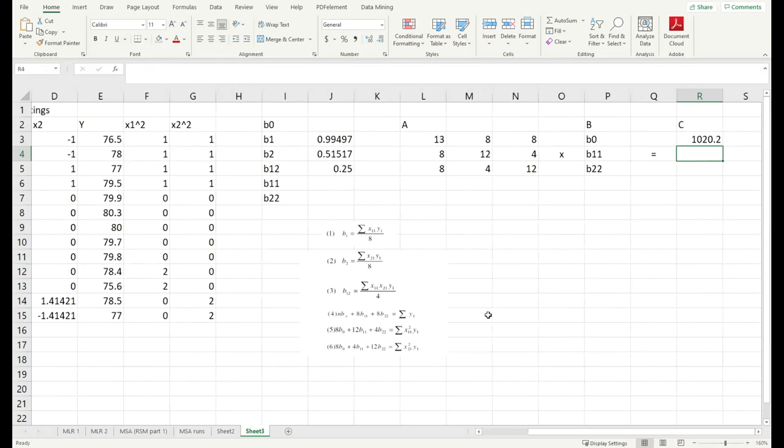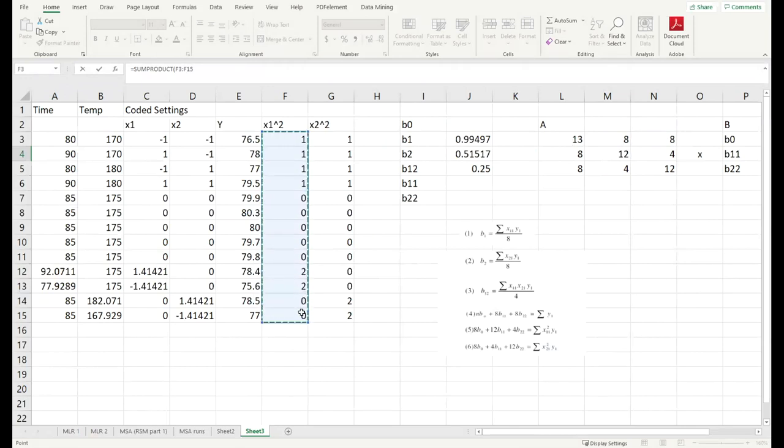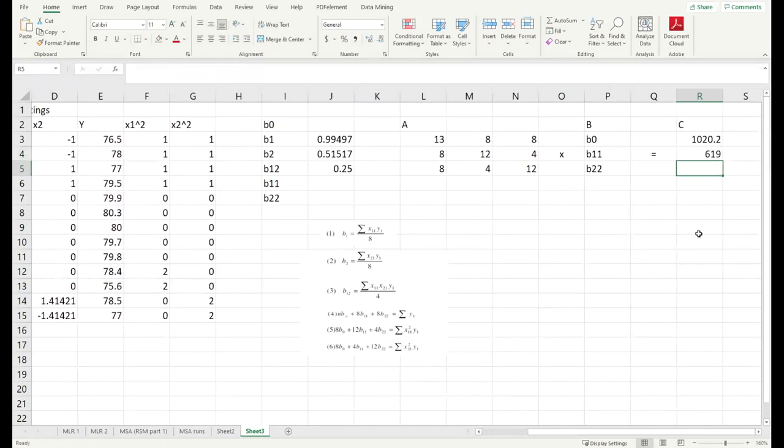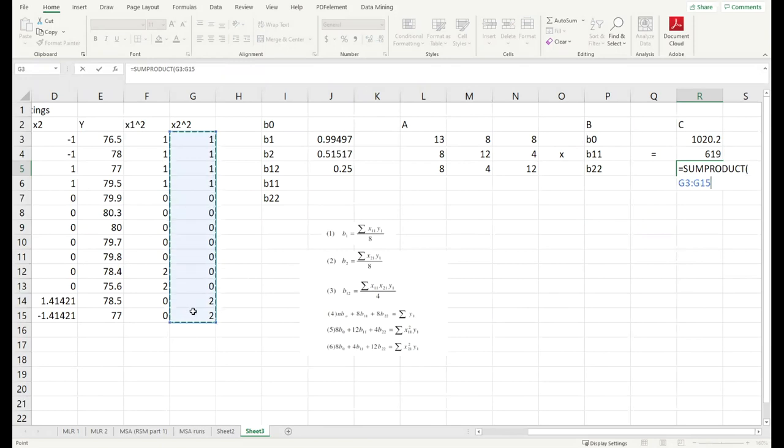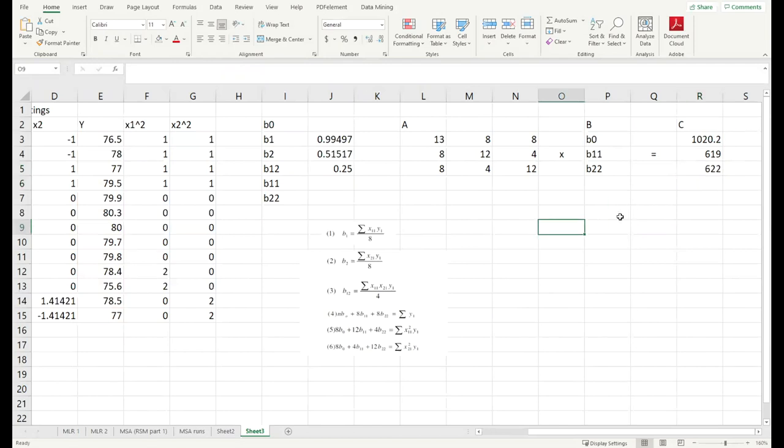Yung c term natin is just as yung second value ng array na to is sum product ng x squared 1, 1, y. So, that's x squared and yung y, which is this one. Okay? So, that's 6, 1, 9. Tapos, etong isa naman is sum product, again, sum product of x2 squared, which is this one, multiplied by y, which is this one. Okay? Meron tayong A matrix natin, tapos may B matrix tayo, tapos may C matrix tayo.